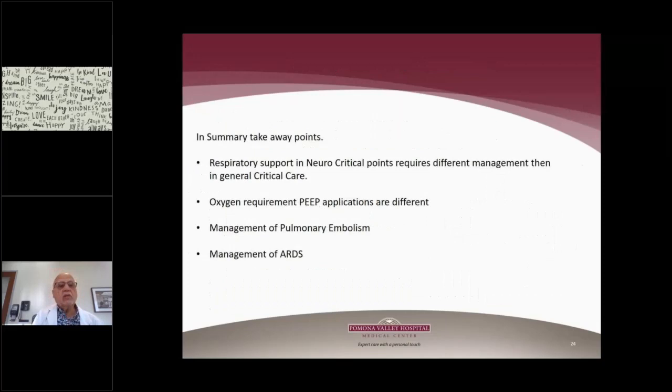In summary, the takeaway is that respiratory support in neurocritical patients requires management a little different from general critical care. Oxygen requirements and PEEP applications are a little bit different, especially in ARDS, and also the management of pulmonary embolism, and of course the management of ARDS.